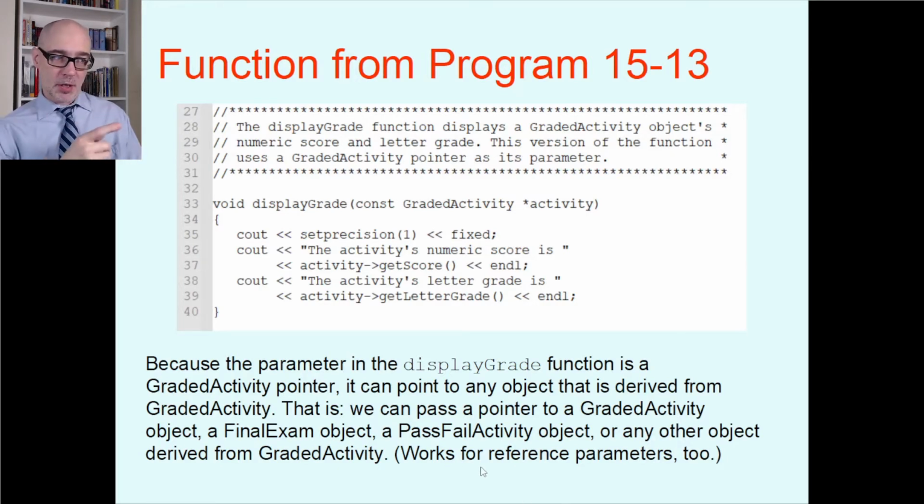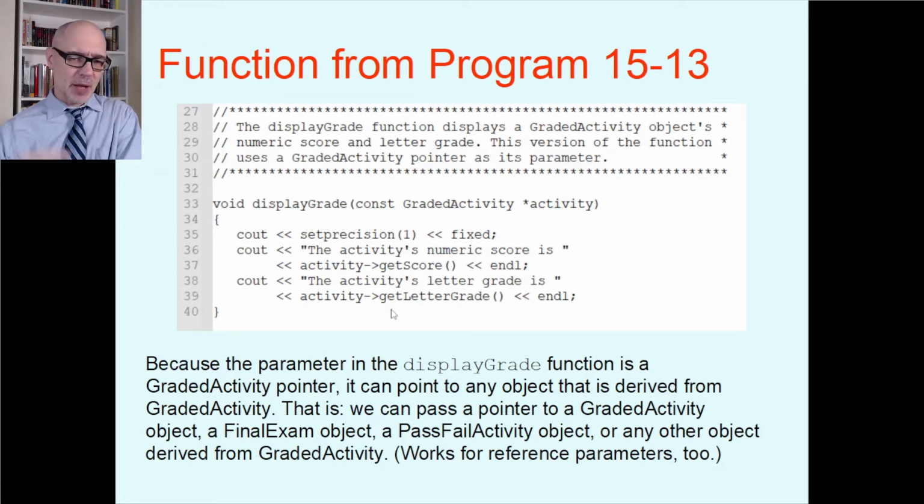Now, this here, we're doing pointer syntax on the argument. You can also pass in a reference. So this could have been graded activity ampersand type activity, right? Works the exact same way. Again, really reference variables are just pointers in disguise, so it's totally the same thing. Same idea there.